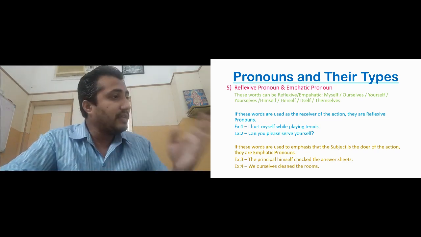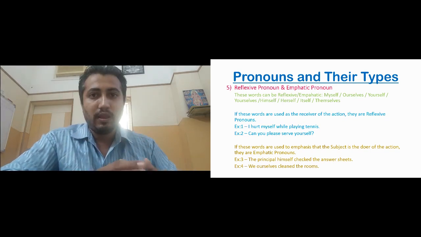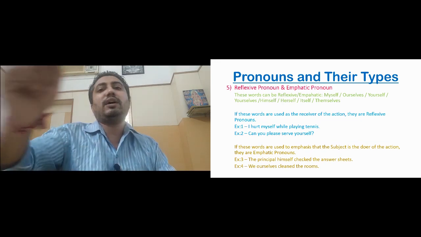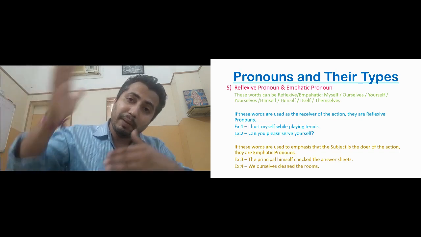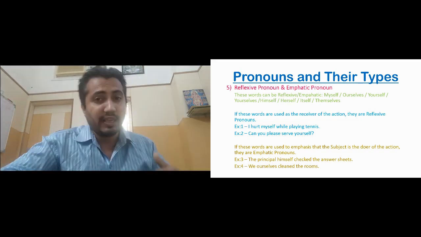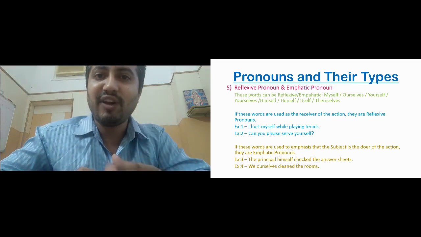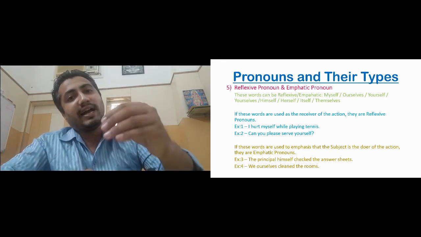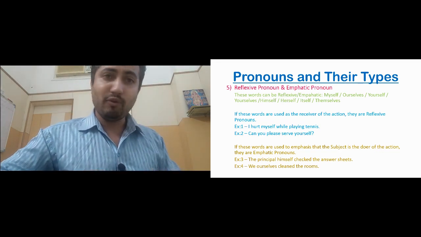Example 3. The principal himself checked the answer sheet. Who checked? The principal. But what does himself say there? The principal himself checked the answer sheet. That himself is telling that the answer sheet was checked by the principal only. Here it is an emphatic pronoun because it is emphasizing, giving more importance that the action was done by the subject itself.